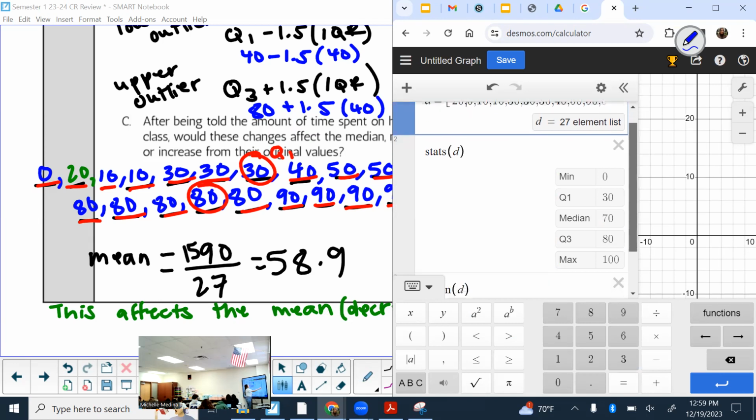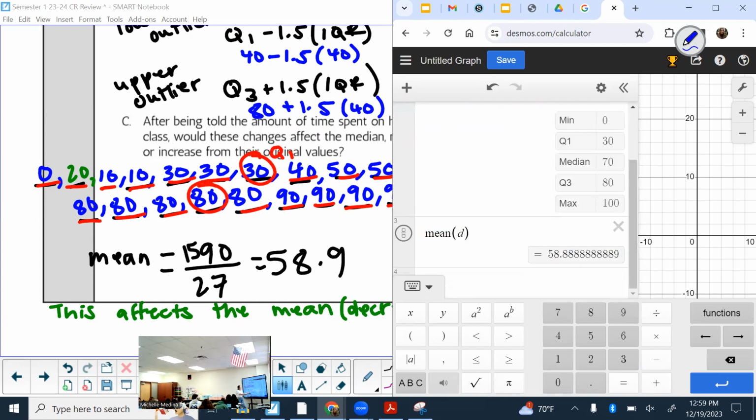All right, look at your new mean and compare that to your old mean. Did the mean change? Did it increase or decrease? It decreased, so you would say that the mean decreased. Did the median change?